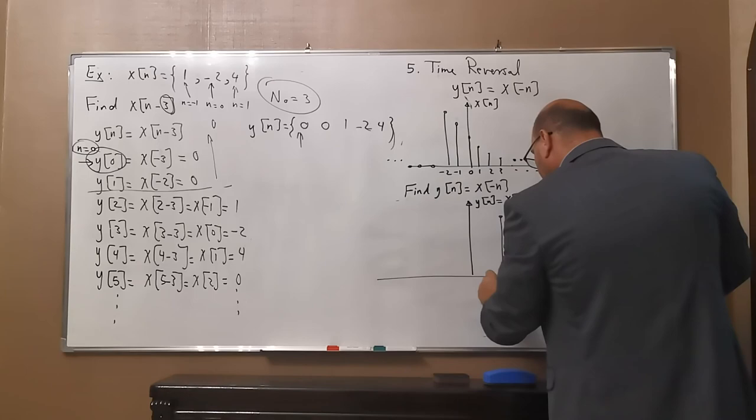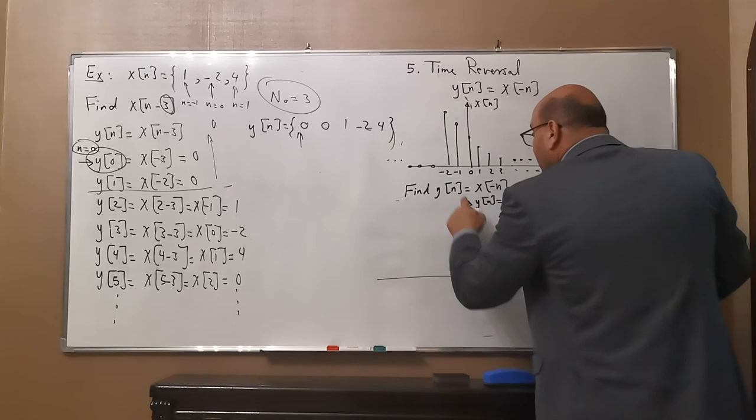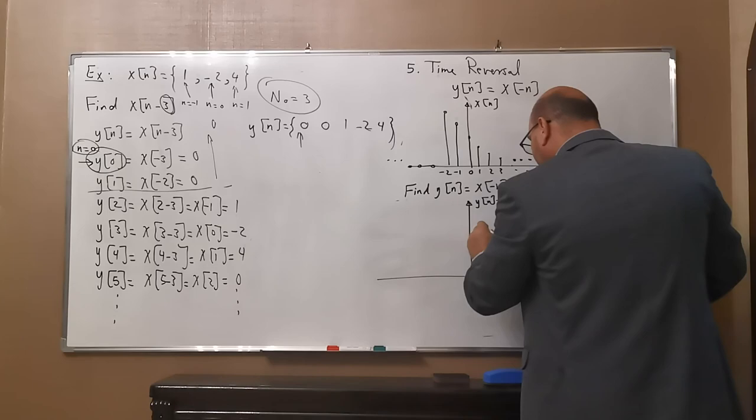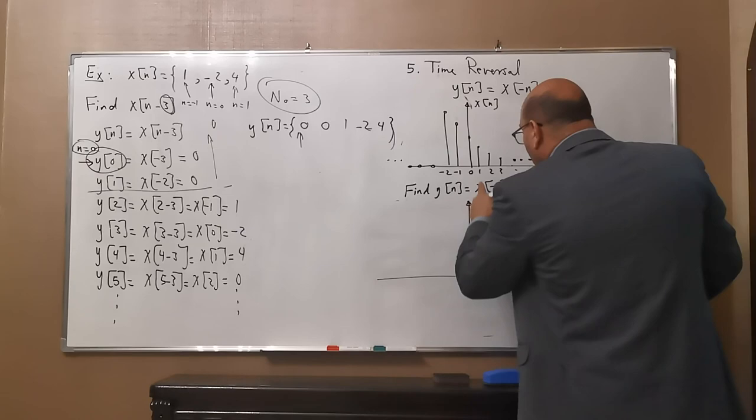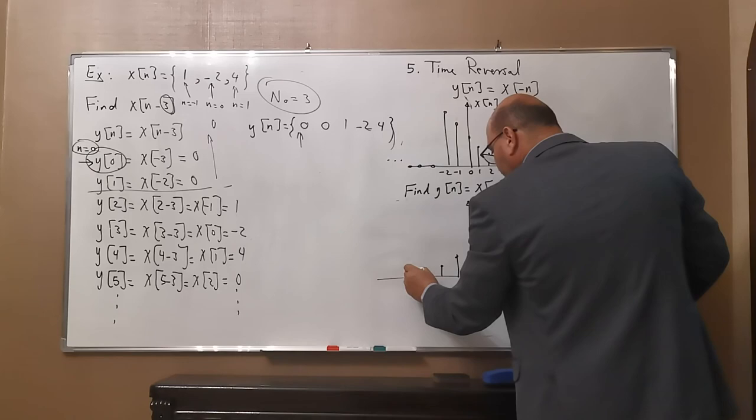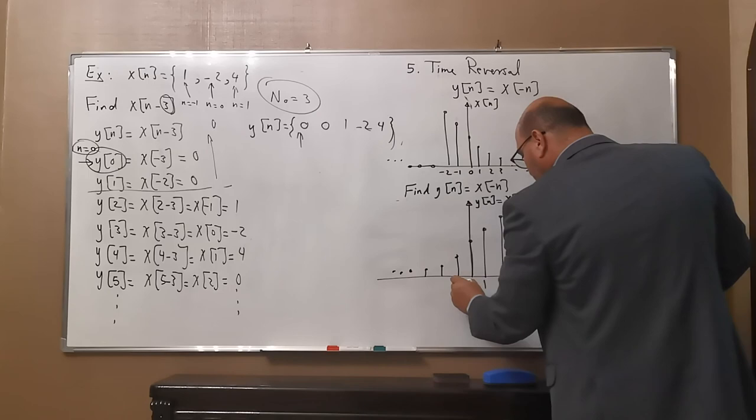And here are all zeros. And this is, instead of minus 1, you have an index of 1. And then at 0, it's the same. And the positive indices will become negative indices, and the output will be like this. So this is 2, 1, 0, minus 1, minus 2, minus 3.